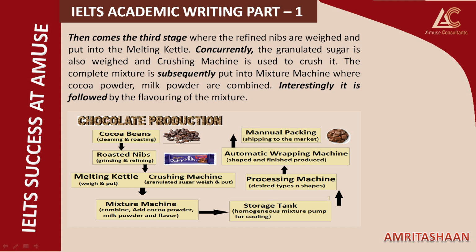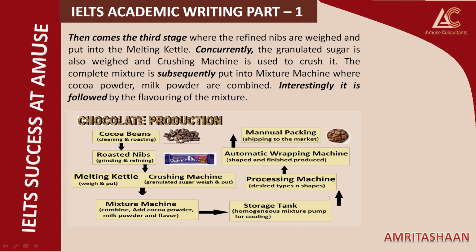Then comes the third stage where refined nibs are weighed and put into the melting kettle. Concurrently, you can also say simultaneously, meaning at the same time. Concurrently, the granulated sugar is also weighed and a crushing machine is used to crush it. We have to show a variety of sentences, so you must see how the sentences are being framed here.